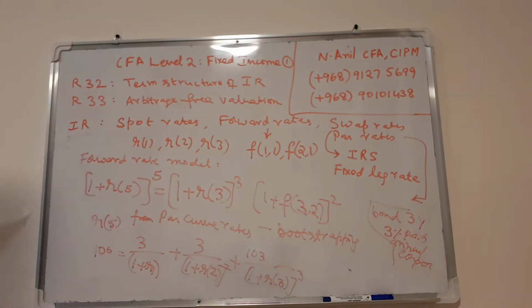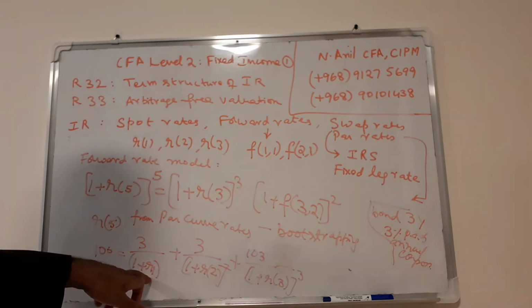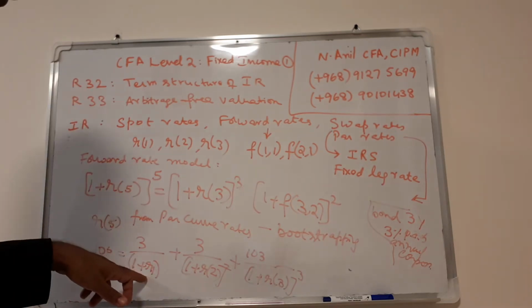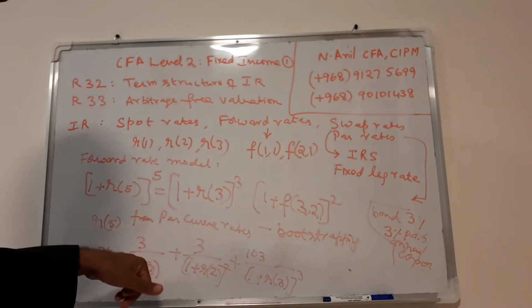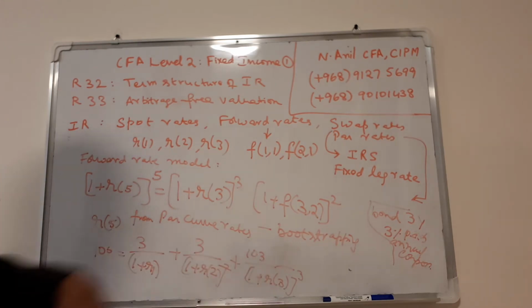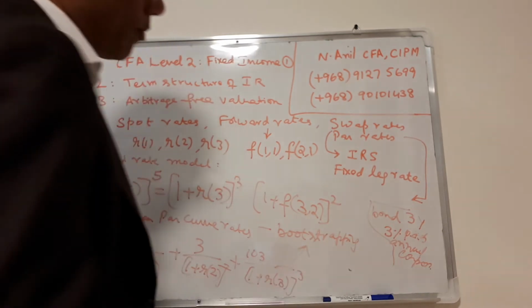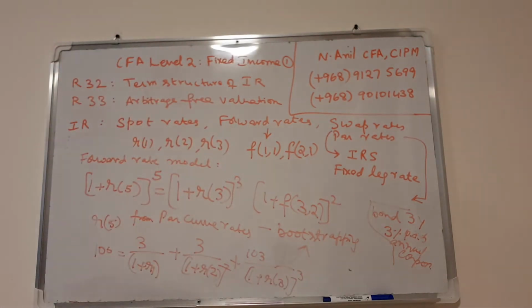Of course, first you need to find them one by one. You should start with R1. First you should find R1. So for the 1 year bond, we need to find first R1, then we need to find R2, then we can find R3. This is called bootstrapping. This is how the bootstrapping works.